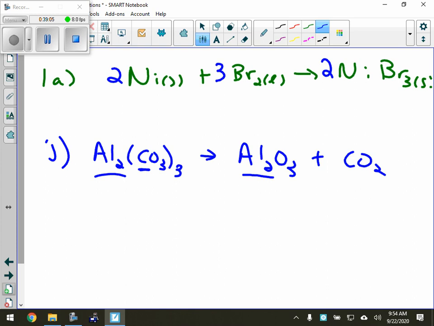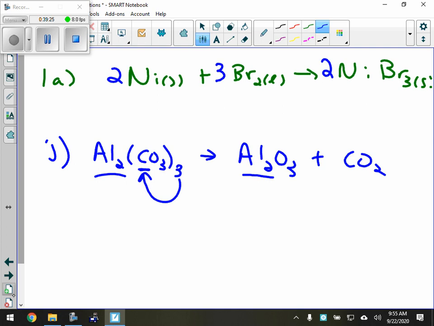So remember, the 3 goes to each thing inside of here. Or you could say 3 carbonates. The issue is you don't have CO3 on this side. You don't have the carbonate ion over here. So that's why you can't balance it based on ions, because you don't have the same thing on the other side. That's the issue. Okay.